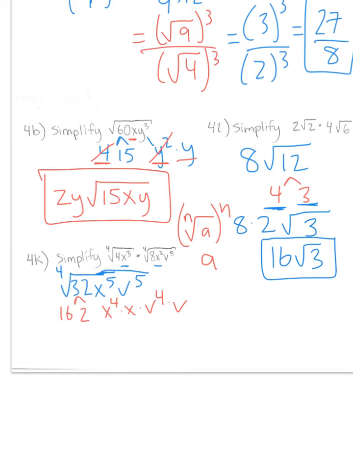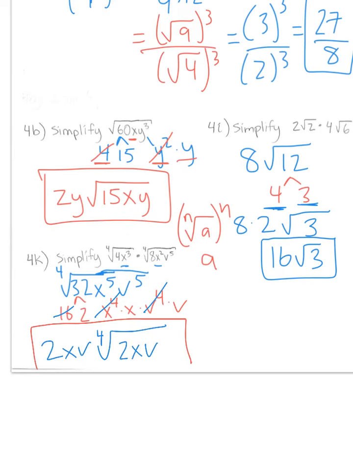Well, the fourth root of 16 is 2. The fourth root of x to the 4th is x. The fourth root of v to the 4th is v. So that's what comes out. It's still the fourth root. So this is 2xv times the fourth root of 2xv, since there's a 2 left underneath, an x left underneath, and a v left underneath. And so what we're doing in this unit is extending past square roots, but the process is the same no matter if it's a square root or a fourth root or a fifth root or a third root.